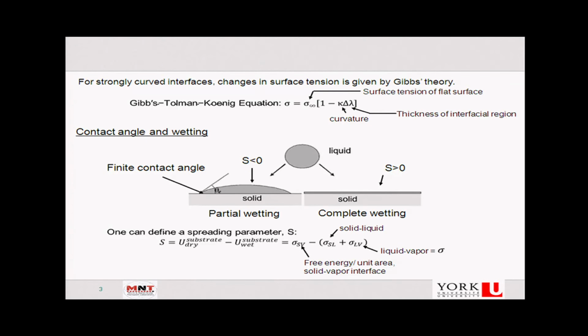So what is this spreading parameter? If I have a dry substrate, initially my energy will be gamma SV, the solid-vapor energy. Now the new state is the wet state, so the solid is covered with the liquid. This is the solid-liquid interface, a new energy I have created, and on top of that there is another interface I have created, the liquid-vapor interface. That is the critical part.